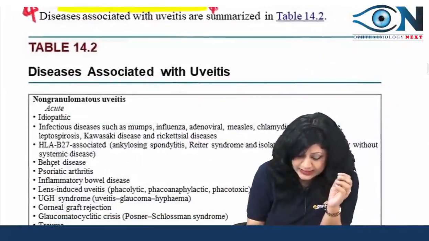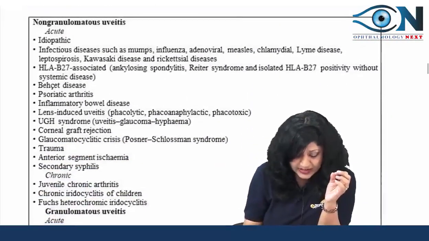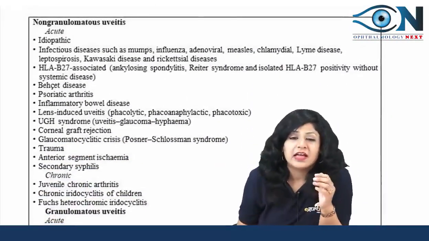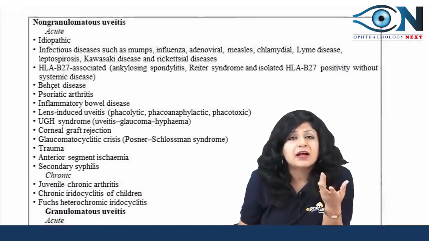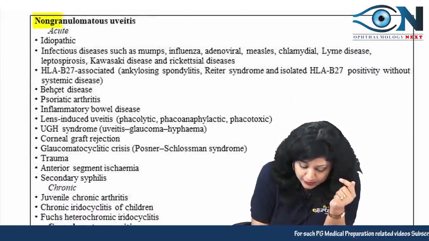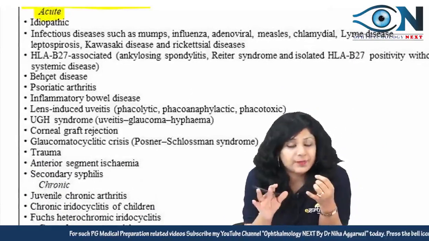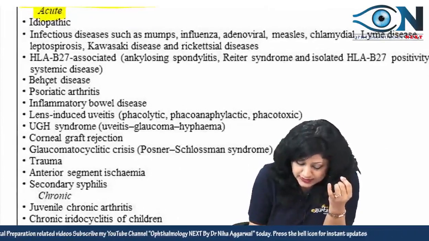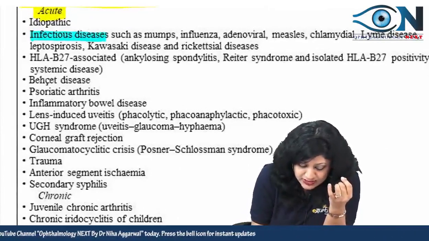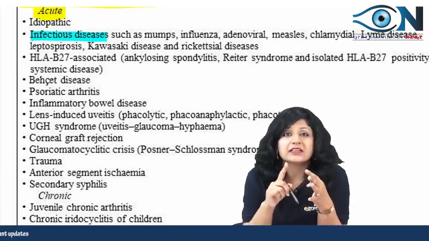So what are the diseases which can be associated with uveitis? They have given a really long list, and I will not say to mug it up, but go through it, you will find many things that you already know here. See, in the non-granulomatous acute, you know that idiopathic is everywhere. Then you have the infectious diseases. Now in the infectious diseases, we have already read bacterial, viral, parasitic, septicemic.